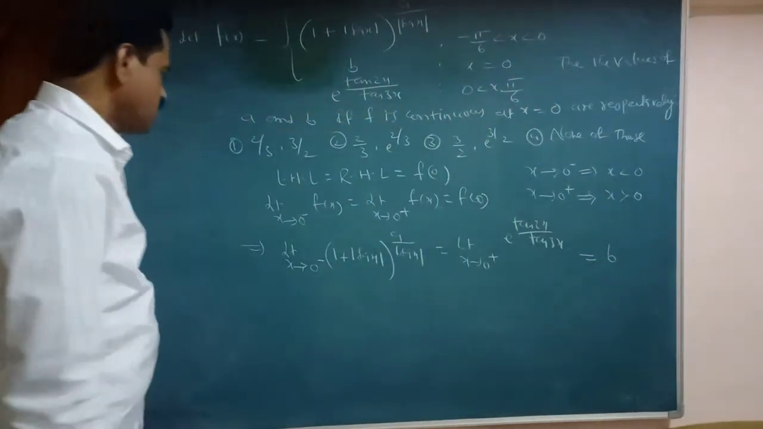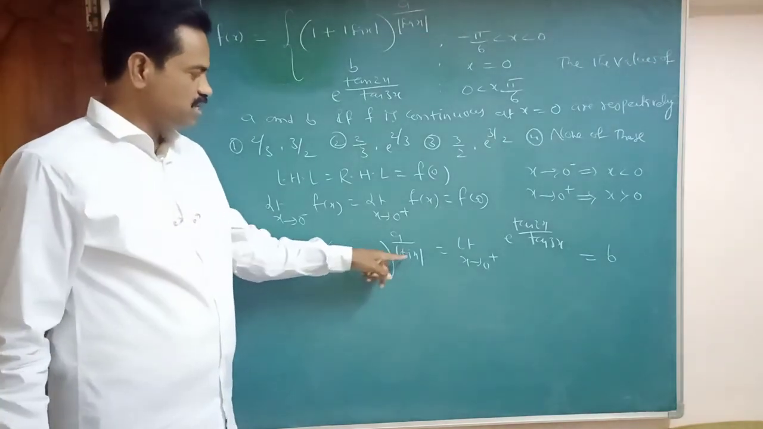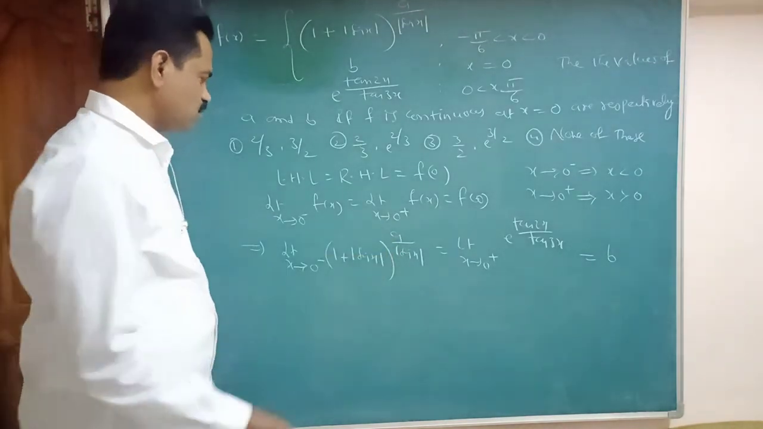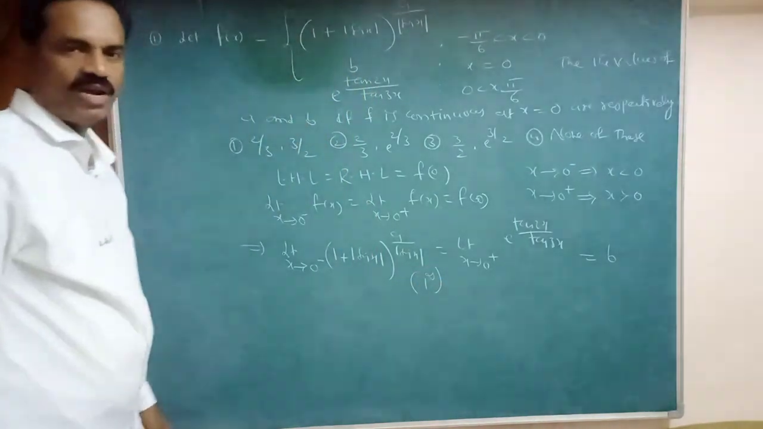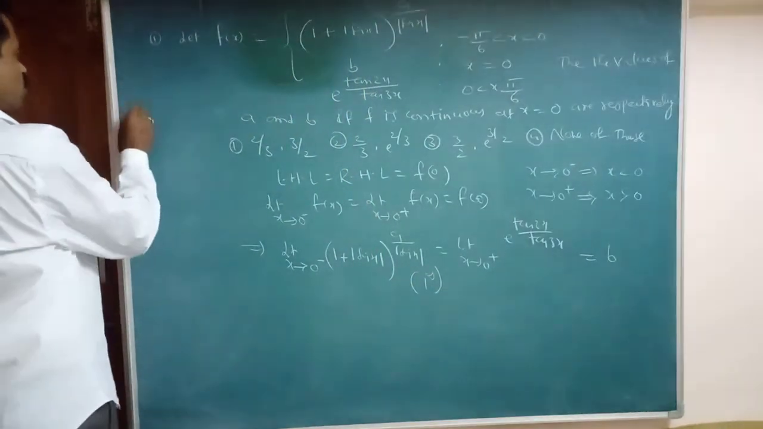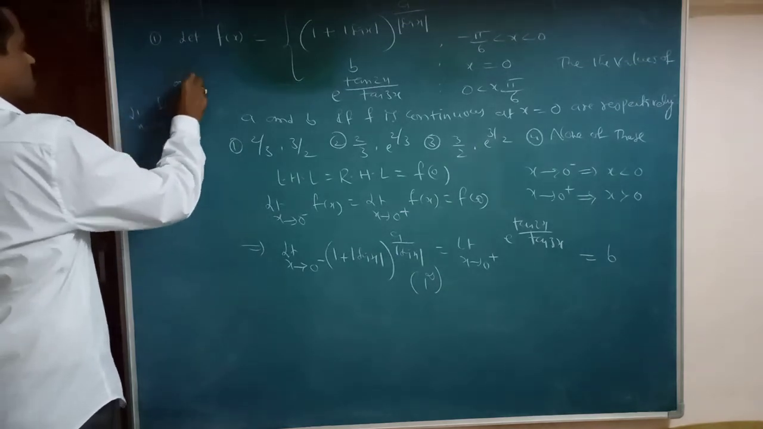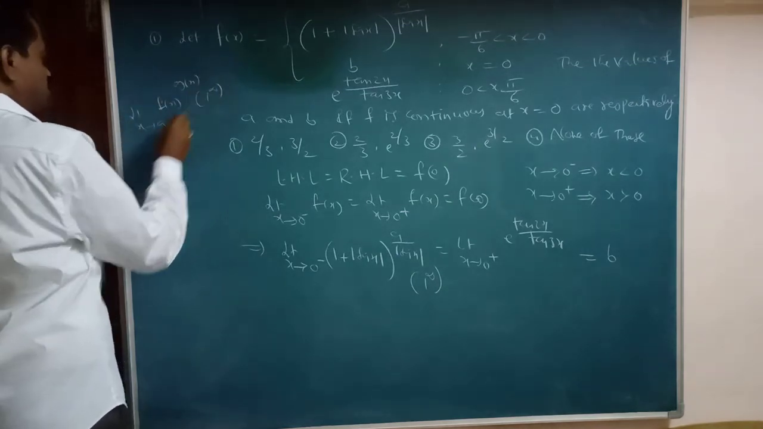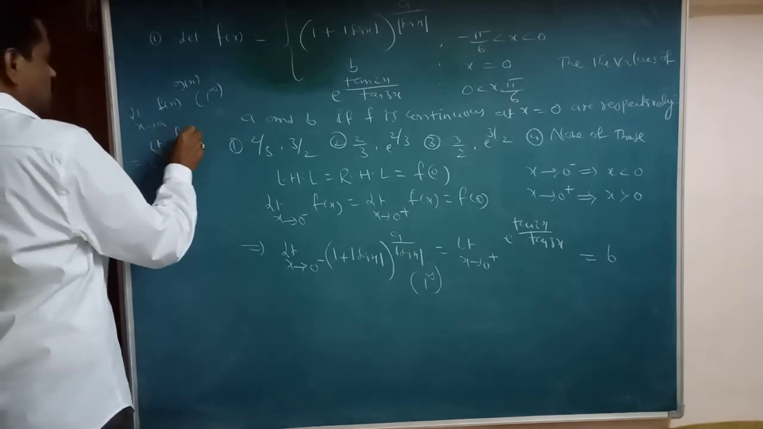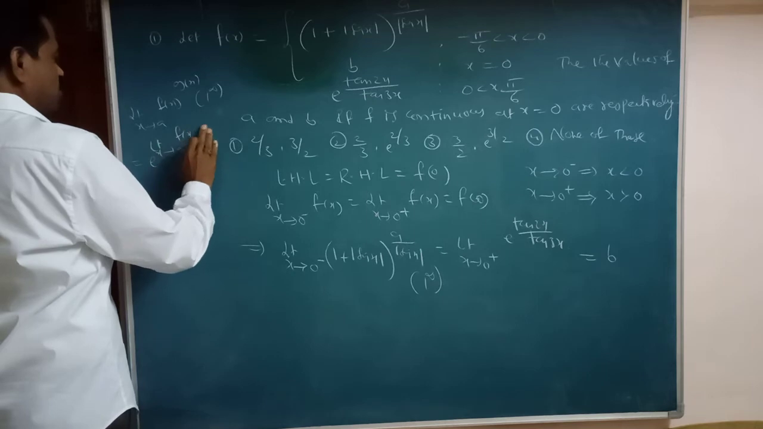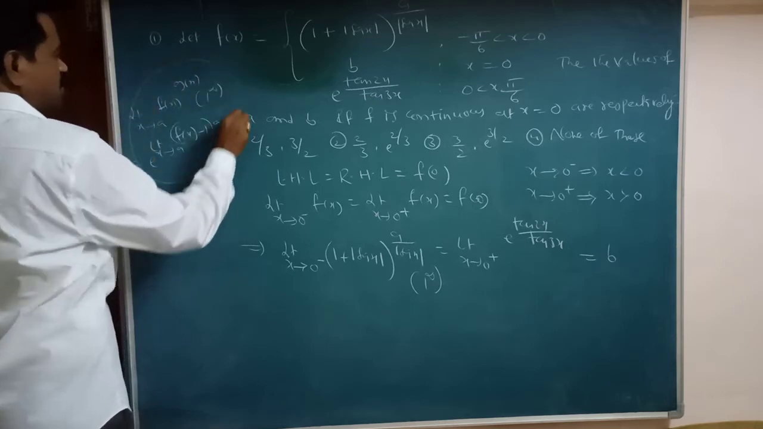Here, once you observe, x tends to 0 means sin 0 is 0, so it is something by 0, which is infinity. So which form is it here? It is the 1 power infinity form. We know that for the limit x tends to a of f of x power g of x in the 1 power infinity form, we can write e power limit x tends to a of (f of x minus 1) into g of x. We apply this formula.